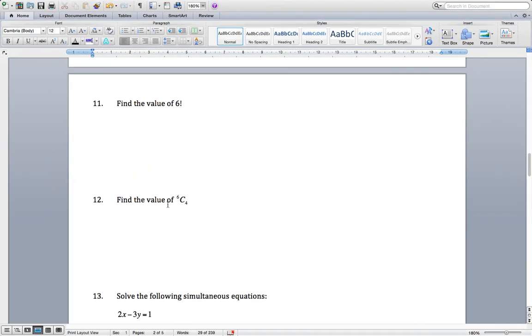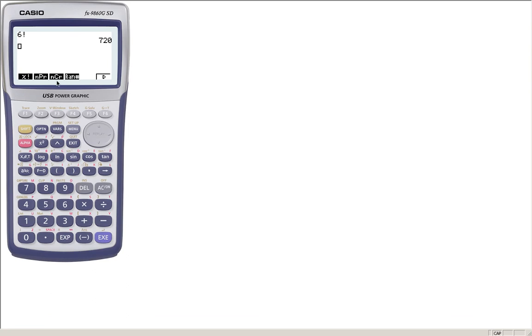In case you want to find 6C4, you can do that. You can see the nCr option. So 6C4, the answer is 15. Yeah, very simple. So let me delete everything.